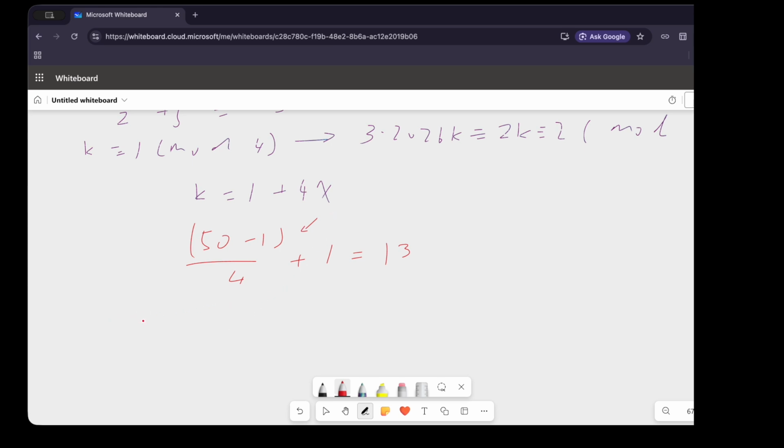So our final answer, putting them together, is 13 plus 12 equals 25. And here is our final solution for question 3 part C in the Galois 2026.